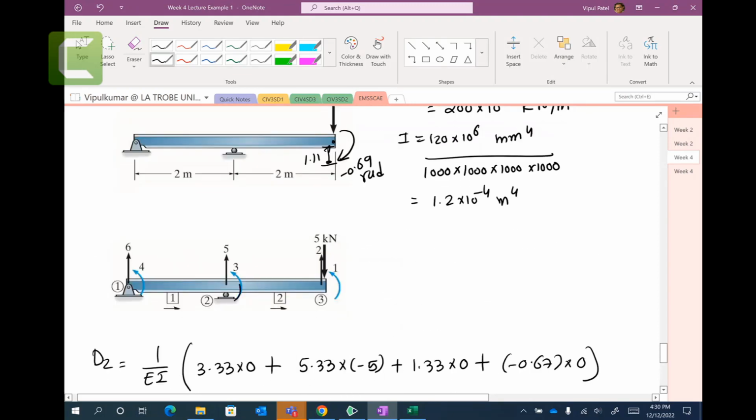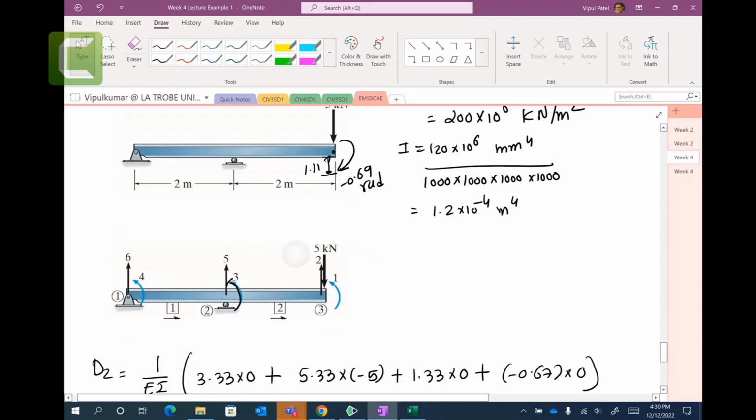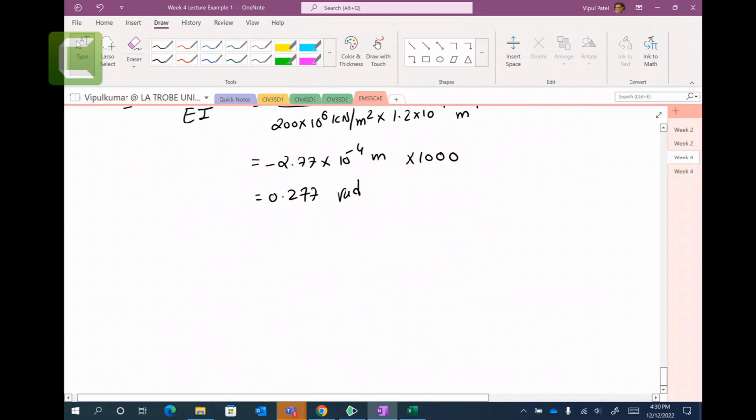You can look at these figures. D3 is the rotation, and I think it's in radian. So that's D3 going in these directions. And if it is minus, it means you have rotations going in the opposite direction, which is 0.277.